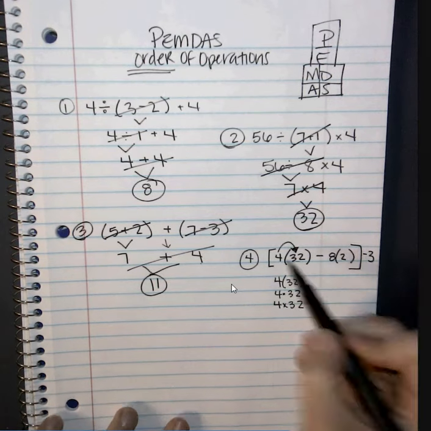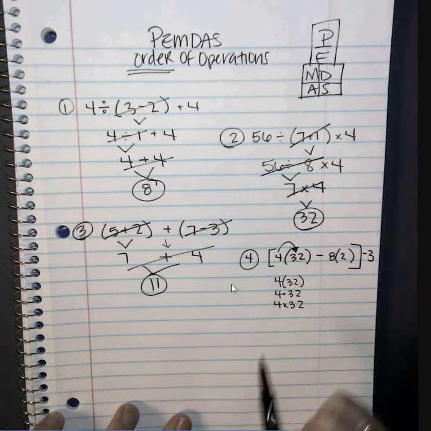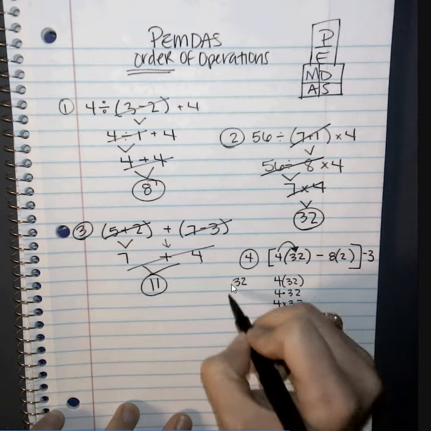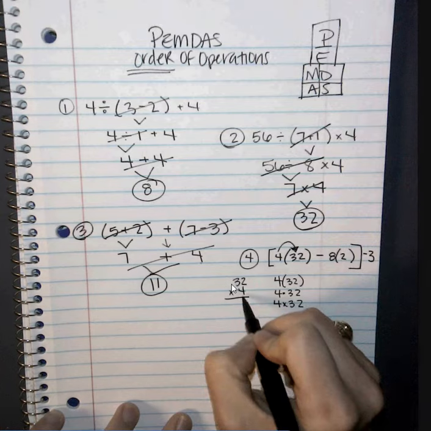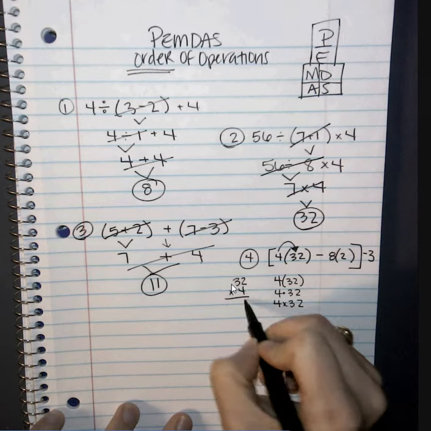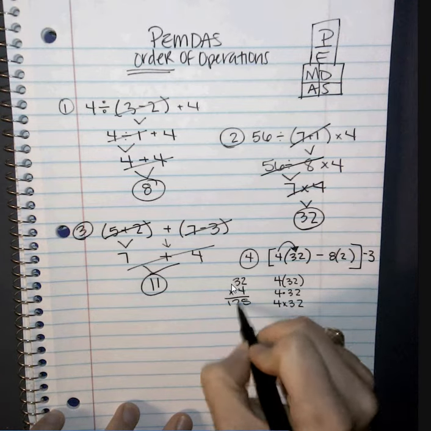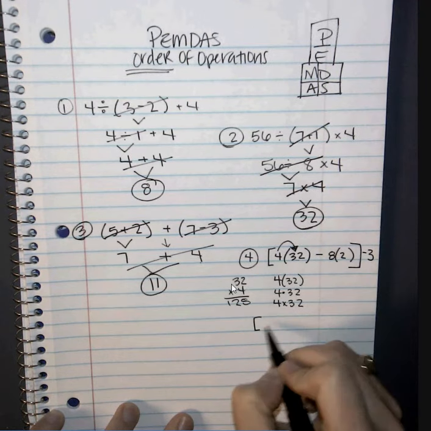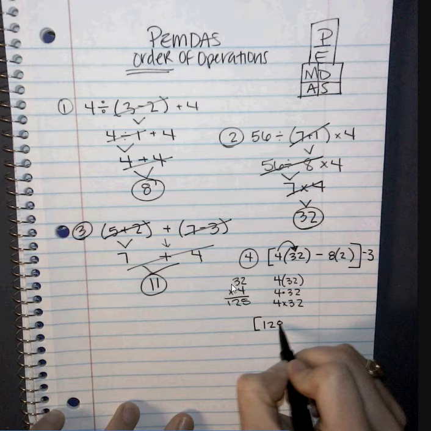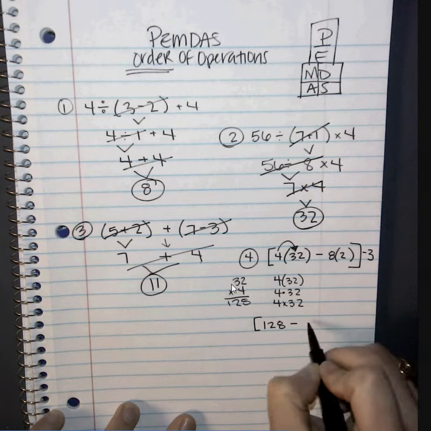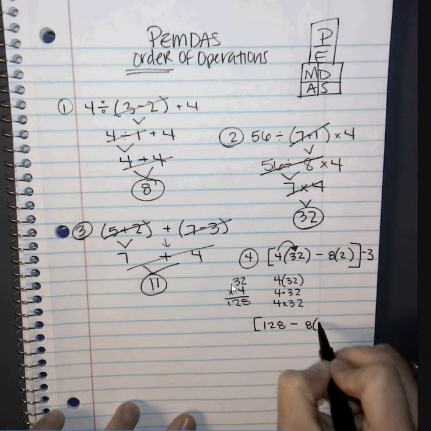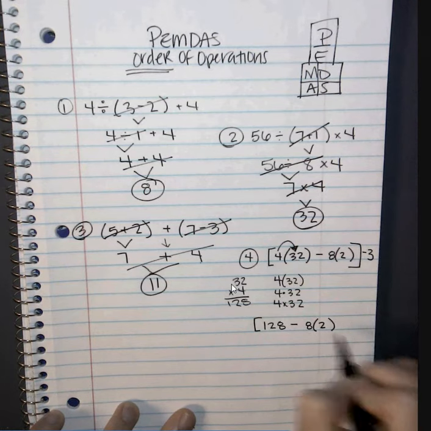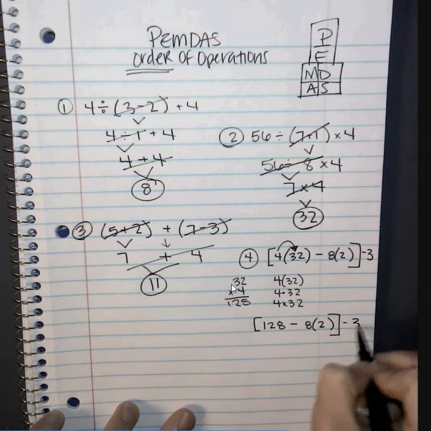Okay? So 4 times 32 gives me what? Well, I probably need to multiply it out to the side, and that's okay. So 32 times 4: 4 times 2 is 8, 4 times 3 is 12. Okay, so I'm just going to bring all of this down. So that is 128 minus, and then parentheses with 8 outside and a 2 inside, and a bracket, minus 3.